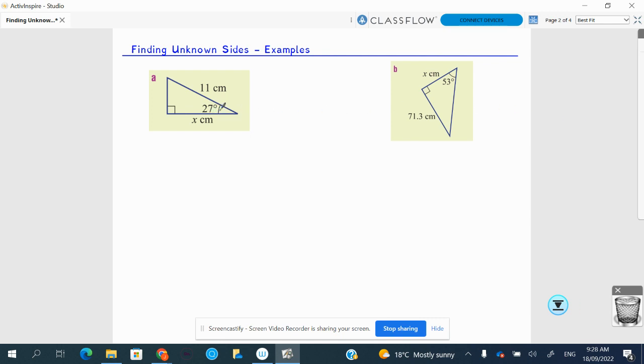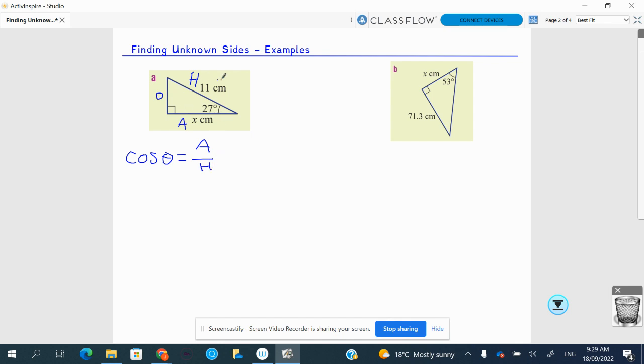We'll start by labeling the sides. The opposite side is opposite the angle. The hypotenuse is the largest side, which is opposite the right angle, and the adjacent is this other side. So the two sides we're interested in are adjacent and hypotenuse, so we're going to use cos theta. So cos theta equals adjacent over hypotenuse.